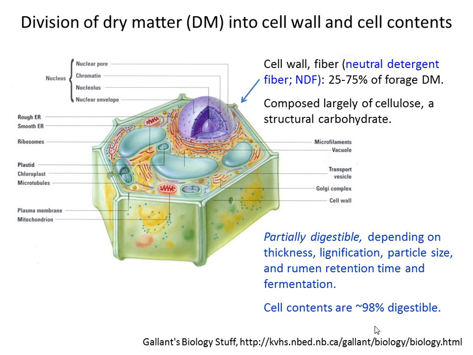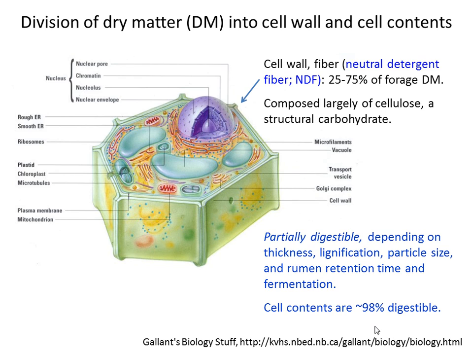Now, I want you to think about something else also. Everything inside the cell wall is cell contents. We just lump it all together. It could be protein, it could be starch, it could be sugars, it could be various organic acids. But what's interesting about cell contents is regardless of the plant species, regardless of the maturity stage, regardless of the environmental conditions, cell contents are almost 100% digestible across the board. Doesn't matter whether it's straw, corn grain, loaf of bread, 98% digestible.